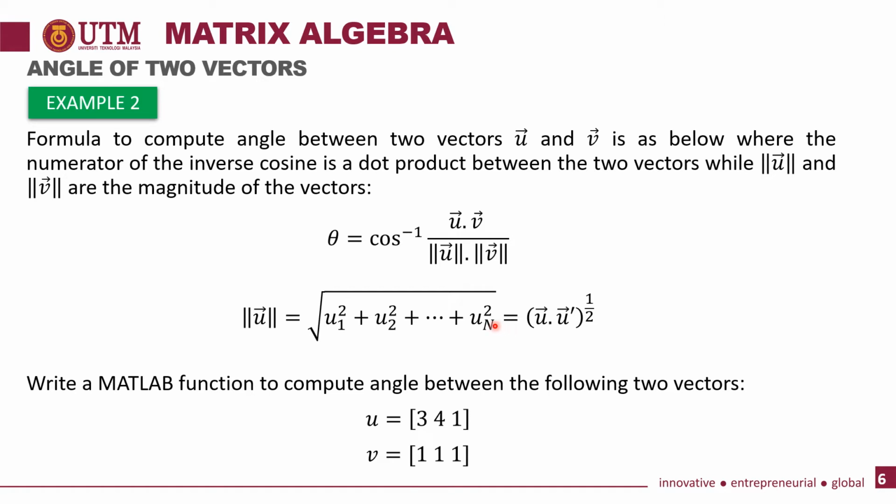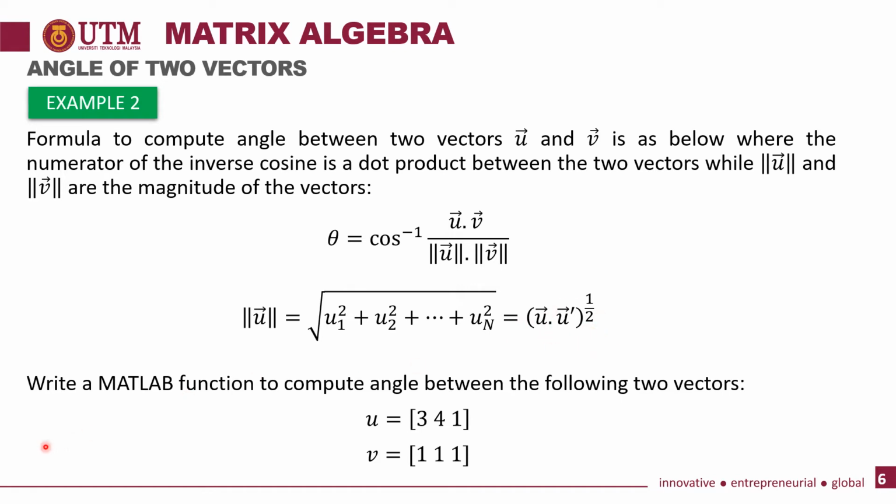The squared operation here is equal to u dot u prime. You interchange the rows with the columns in order to fulfill the conditions of the dot product. And the power of 1 over 2, because it is the square root. So this one is equal to this one.